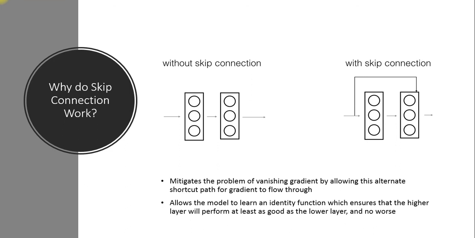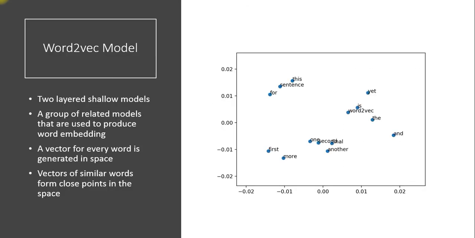And what does the skip connection do? It mitigates the problem of vanishing gradient by allowing an alternate shortcut for gradients to flow through, and it allows the model to learn an identity function, which ensures the higher layer will perform as well as the lower layer and certainly not any worse. And this is the Word2Vec model, and we don't need to go into that. So basically, this is what transfer learning does. It'll allow us to use a pre-trained model and essentially feed our own data into it. And we'll work with a practical application in the next lecture.